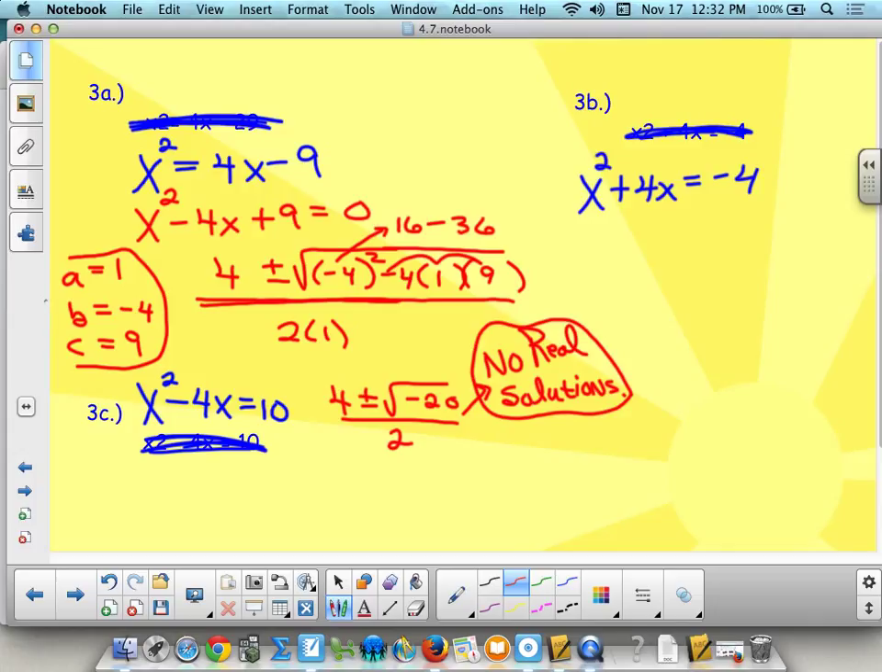Guess what? That's chapter 5. That's next. As of today, there are no answers to radicals that have negative numbers inside. So you just say no real answers. No real solutions. Okay. Continue.